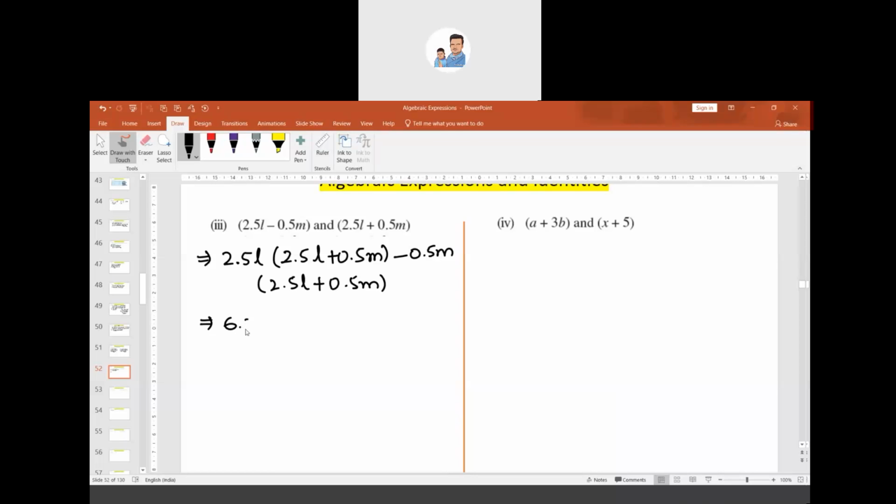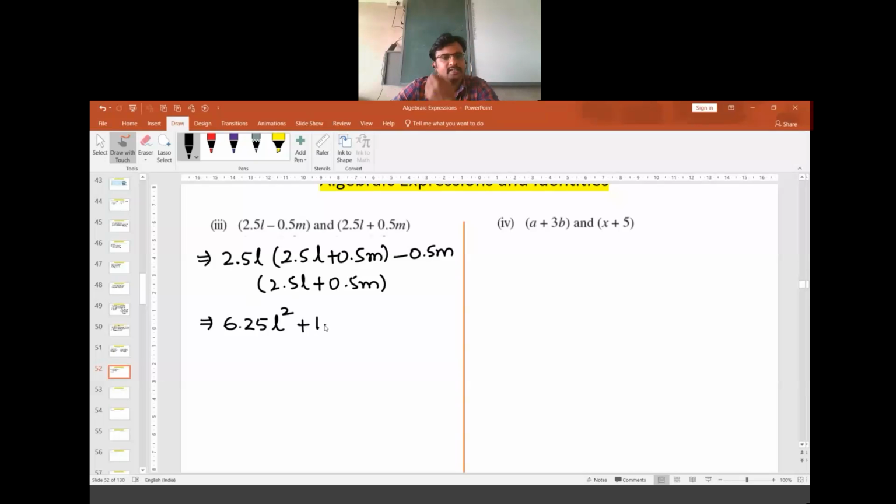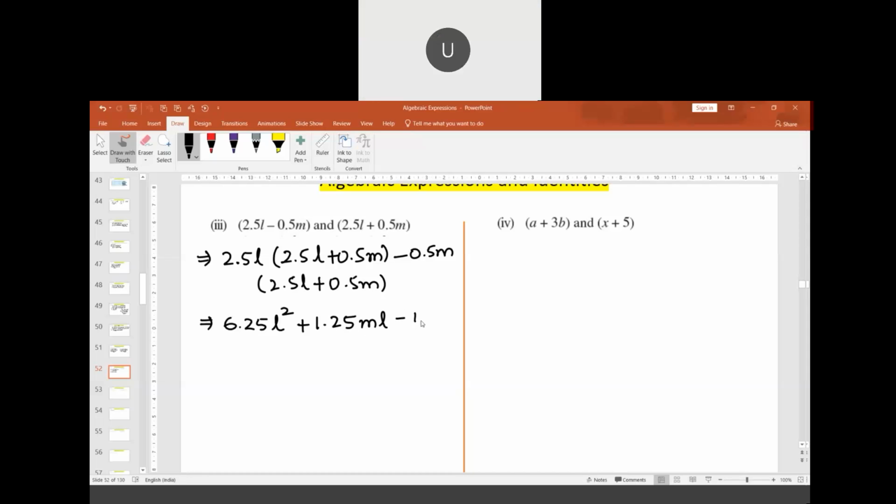This will be 6.25 L square. Plus 0.5 multiplied to 2.5 is 1.25 ml. Minus 1.25 ml. Minus 0.25 m square. These two terms will get cancelled. We will get 6.25 L square minus 0.25 m square.